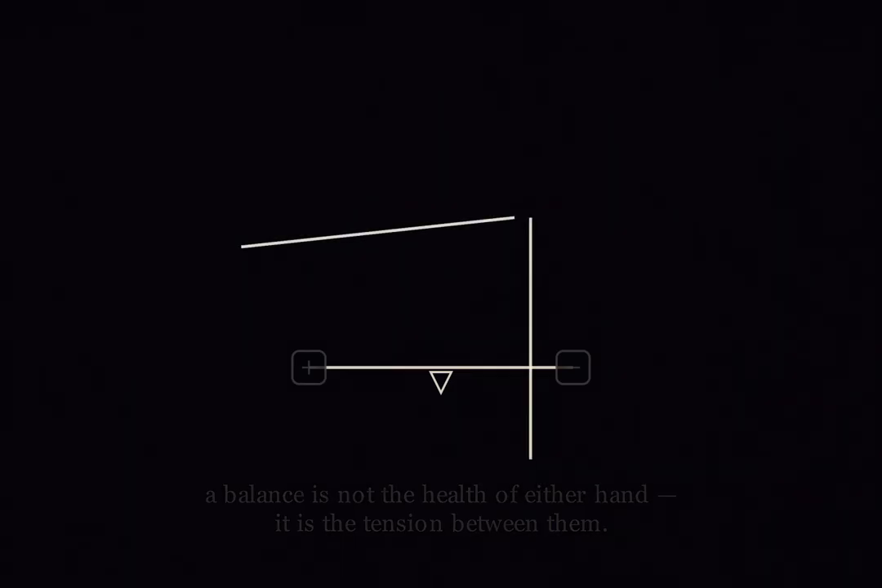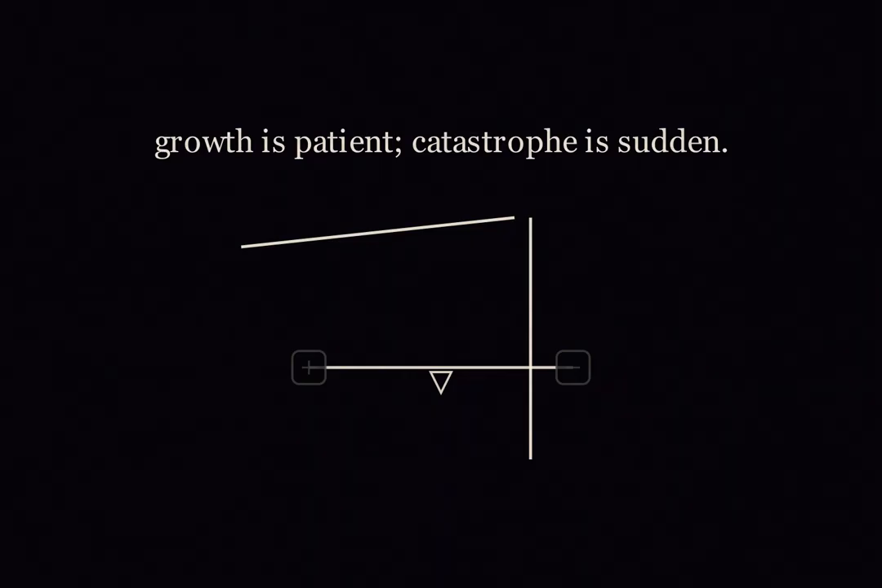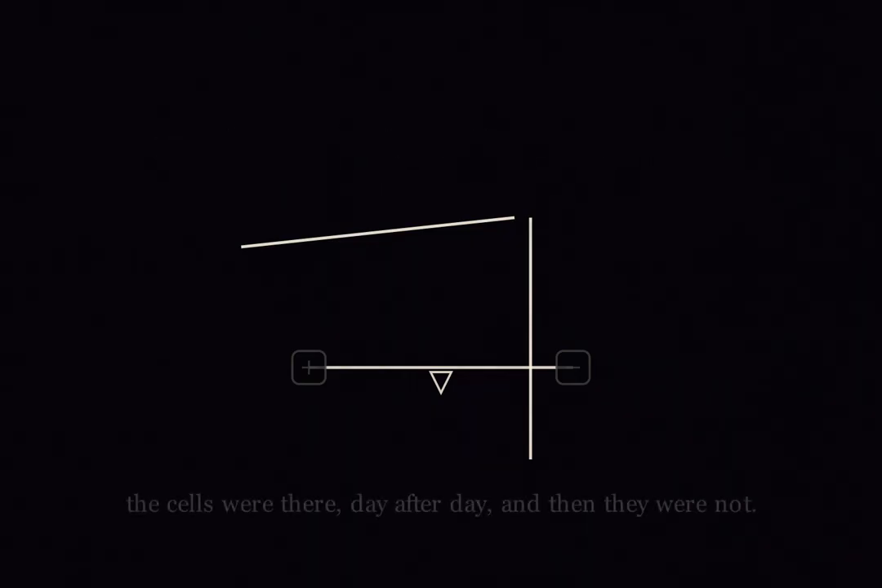The death of the Purkinje cells has an old shape, the oldest in this account. Growth is patient, catastrophe is sudden. The cells were there day after day, and then they were not. A balance kept, a balance lost. And the loss, when it came, did not come gradually.